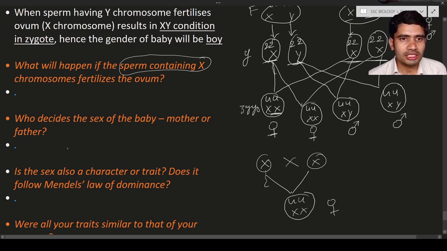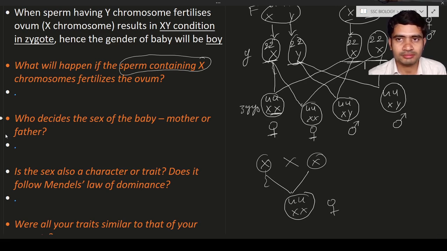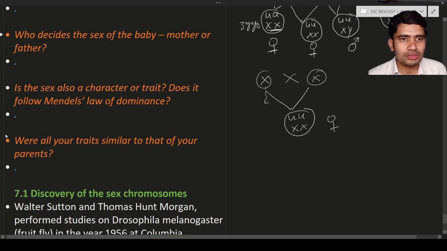Next, is sex also a character or trait? Sex is not a character or trait, but sex linked characters will be passed from the parents to the progeny. Does it follow Mendel's law? No, it is not going to follow Mendel's law. Sexual reproduction will not follow Mendel's law of dominance. Are all your traits similar to those of your parents?